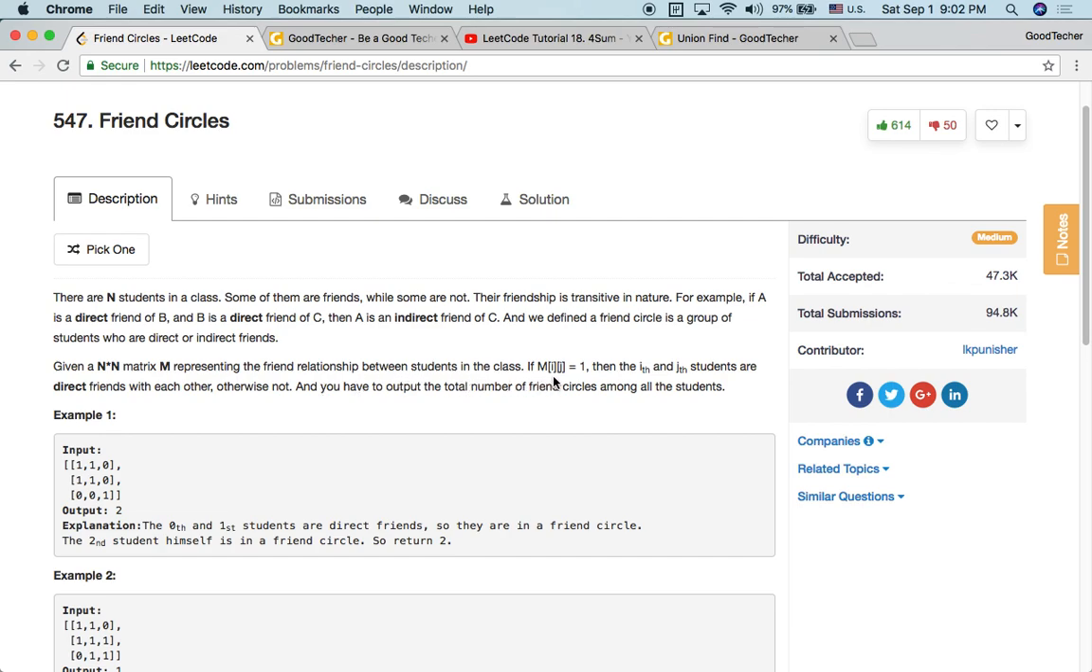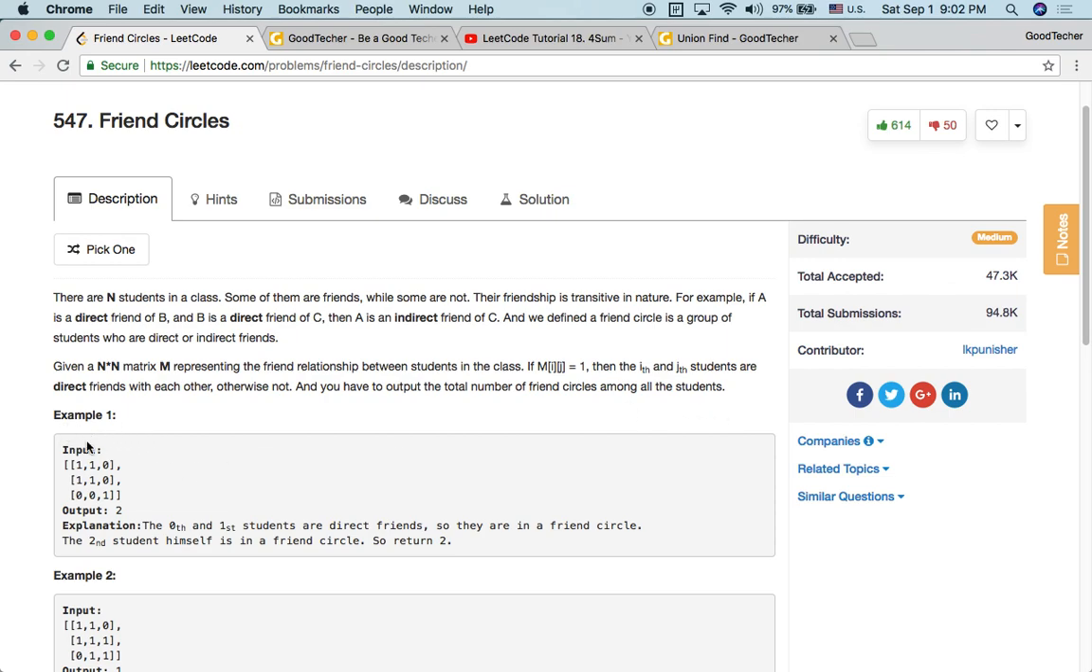If M[i][j] is equal to 1, the i-th and j-th students are direct friends with each other, otherwise not. And you have to output the total number of friend circles among all the students.